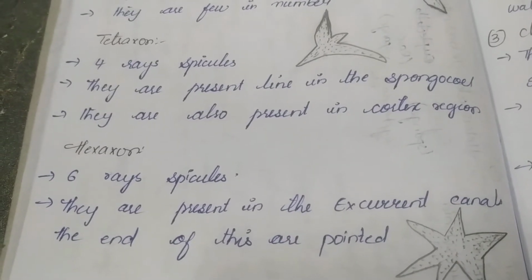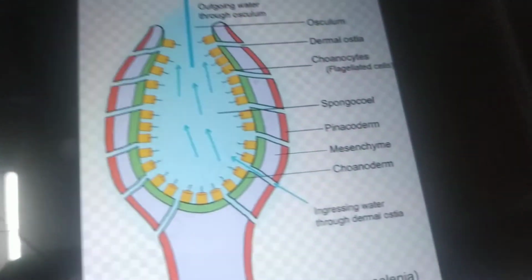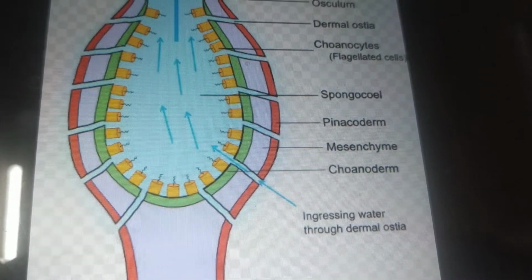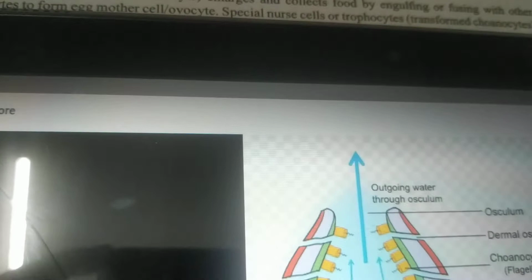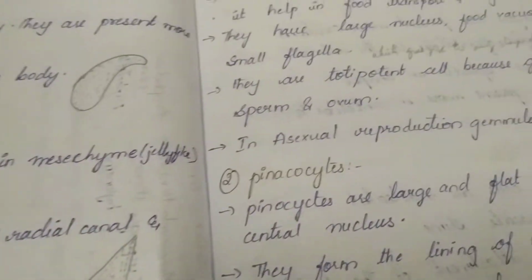And what do you mean by excurrent canal? From where the water enters is called incurrent canals. Like you can see the dermal ostia, ingression of water. The water travels here, and it will go out through here. So it is excurrent, and this is your incurrent canal. Getting my point? Okay, next.